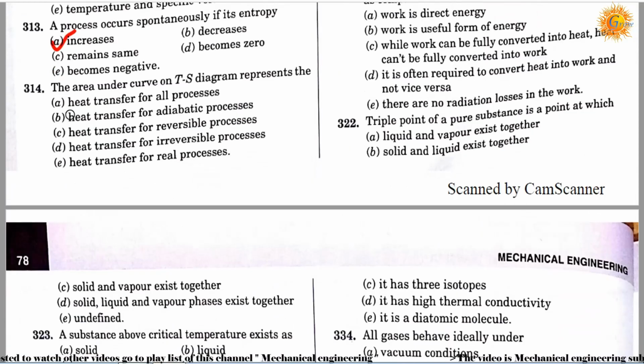Question number 314. The area under curve on a TS diagram represents the option A, heat transfer for all processes, option B, heat transfer for adiabatic processes, option C, heat transfer for reversible processes, option D, heat transfer for irreversible processes, and option E, heat transfer for real processes. So the correct answer is C, heat transfer for reversible processes.